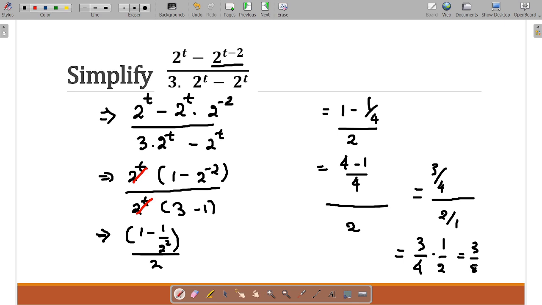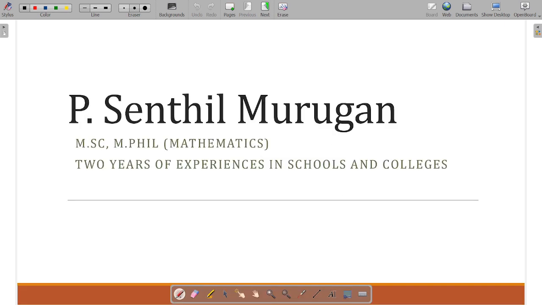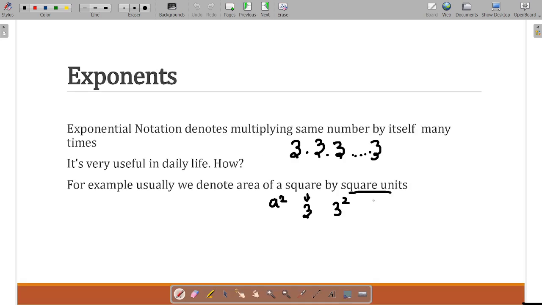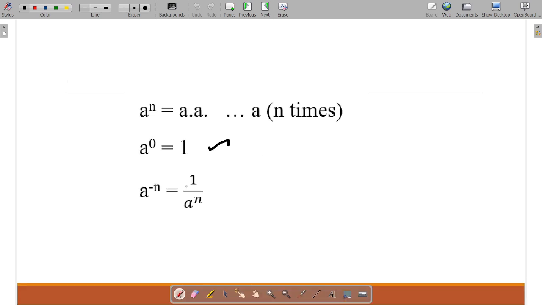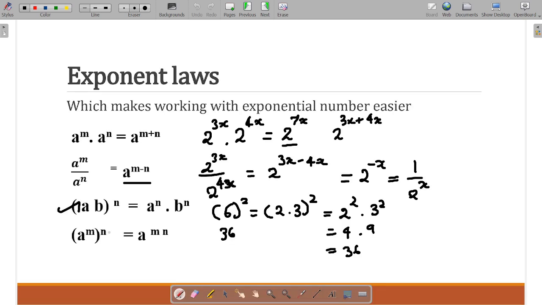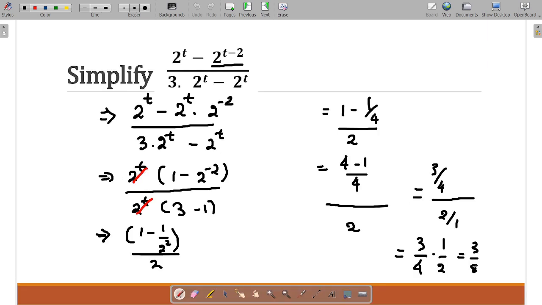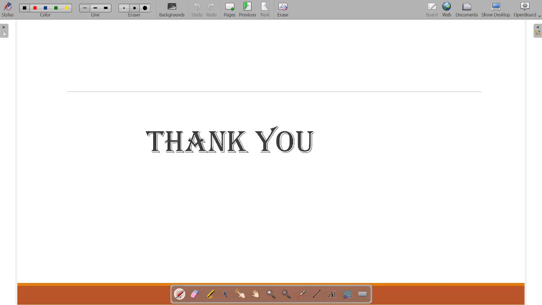So we solved this sum also. Let's have a recap of all these things. First we started with what an exponent is and gave some examples of it. Later we looked at the structure of the exponent. After that we covered some exponent laws. So I simplified one very easy problem using the exponent laws. Thank you.